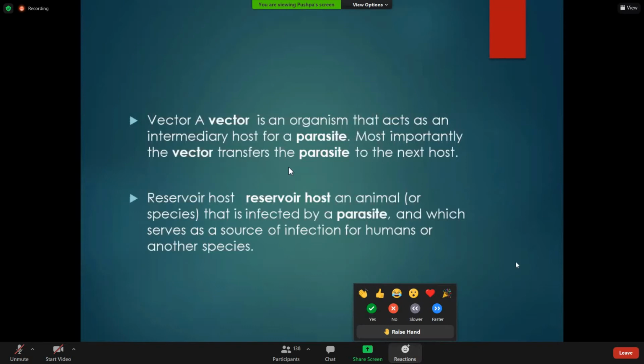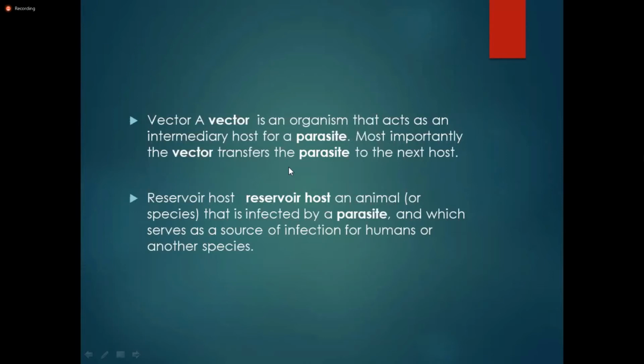Now there are certain terminologies which you will come across time and again. You should know these terminologies very well before going into the detail of the disease, as far as parasitology is concerned. One terminology is vector. What is a vector? A vector is an organism that acts as a host for a parasite. Most importantly, the vector transfers the parasite to the next host. Here, the vector is a sandfly, and there are up to 600 species of sandflies.